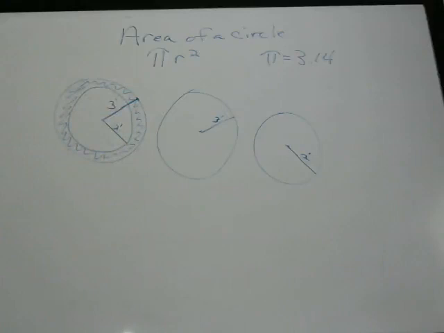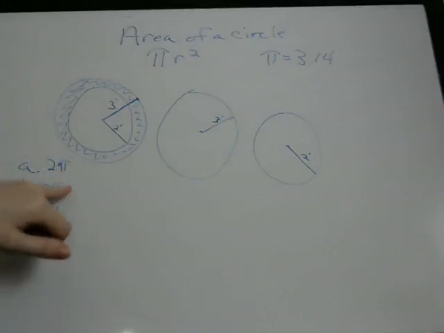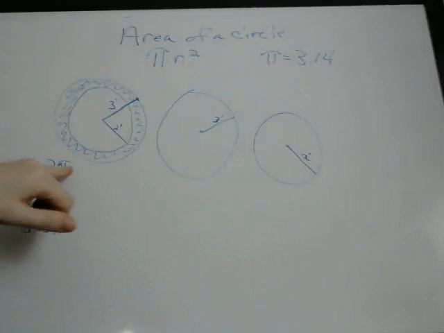The other thing I'm going to introduce to you here is sometimes they're going to leave the answer in terms of pi. So your answers might be like 2 pi, 3 pi, 4 pi, 5 pi. So if you see an answer in terms of pi, that means they don't want you to multiply it out with numbers. They just want you to leave it in terms of pi.